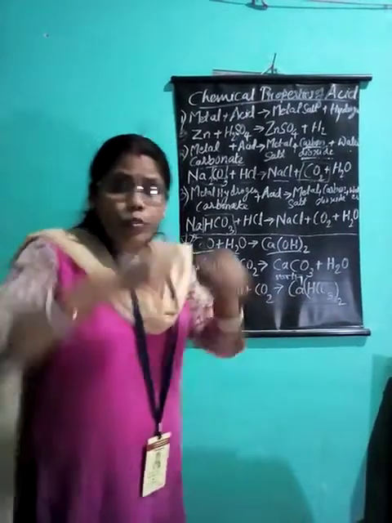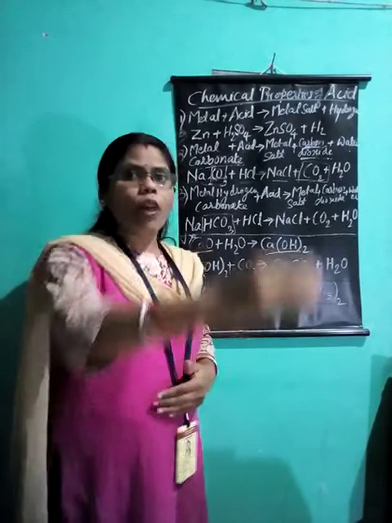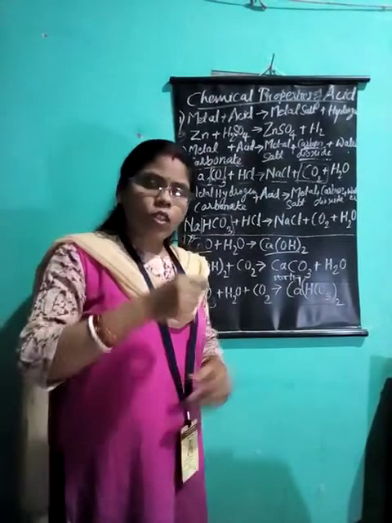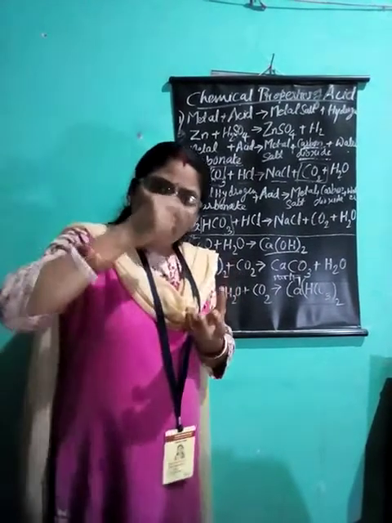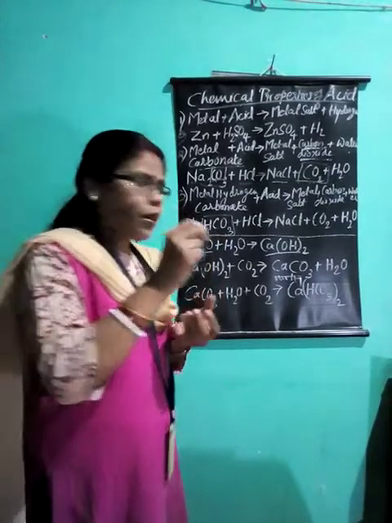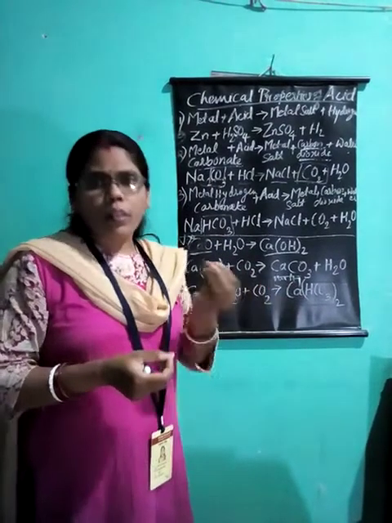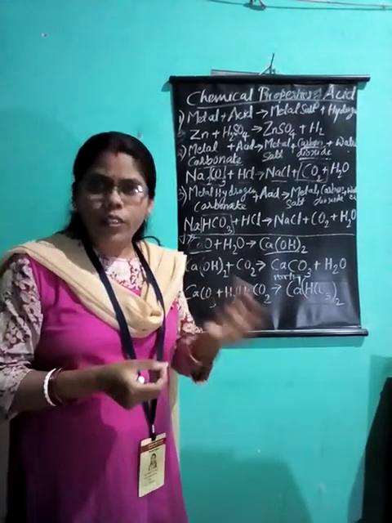Now, if you continue passing carbon dioxide, that is, an excess of carbon dioxide is passed in the solution when it has turned milky, in that you again continue passing carbon dioxide. When you continue passing carbon dioxide, what will happen? The milky color will disappear. The milky color of the solution will disappear.